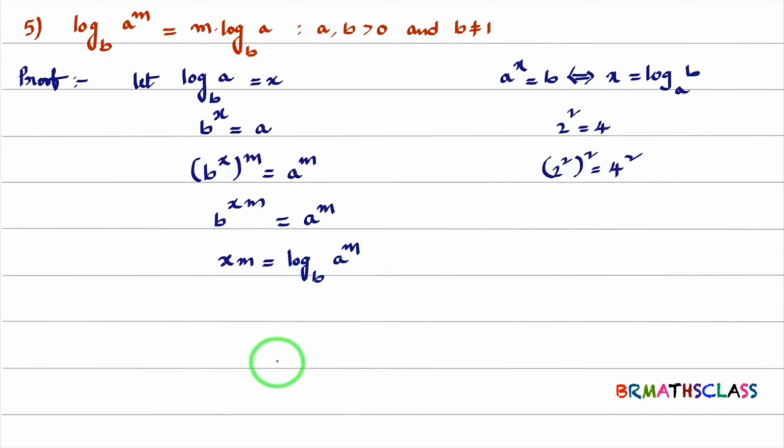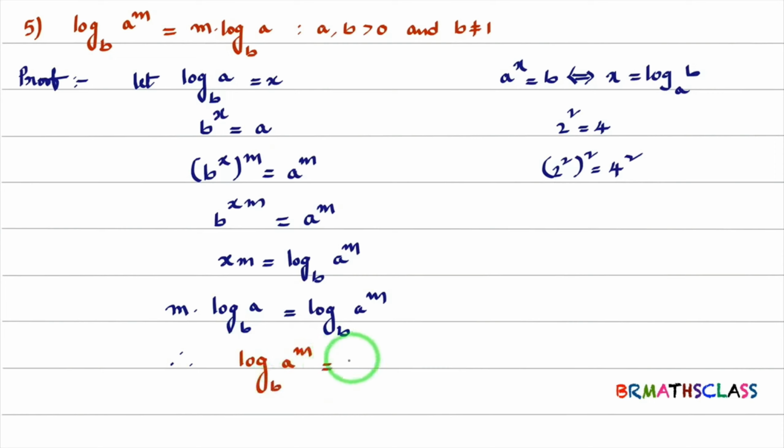I hope you are understanding. Okay, xm is nothing but mx only. So first I'll write m into x. What is x? x is log a base b. We considered log a base b as x, so it equals logarithm of a power m base b. This is one of the important results we use very frequently in the calculus part. So what did you prove finally? You proved that logarithm of a power m base b can be written as m into log a base b. I hope you understand this.